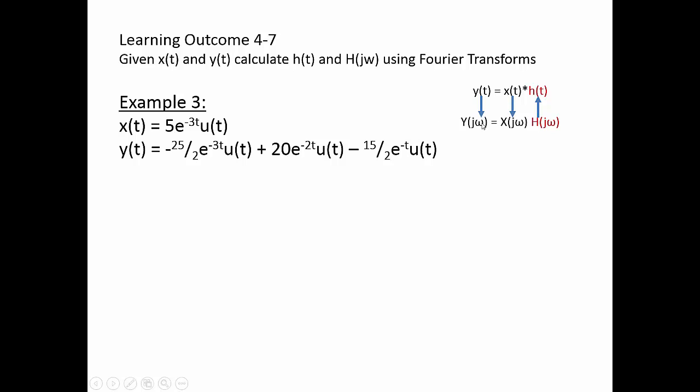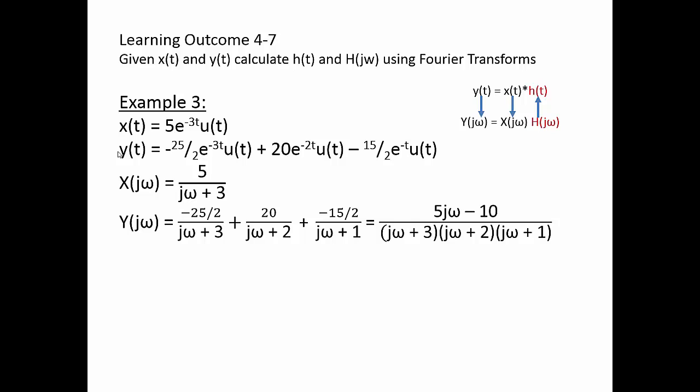Again, Fourier transforms for x and for y. So look in your table 4.2. What's the transform of x of t? Look in table 4.2. What's the transform for y of t? Again, y of j omega is x of j omega times h of j omega. Therefore, if we want to know h of j omega, we take y of j omega divided by x of j omega.